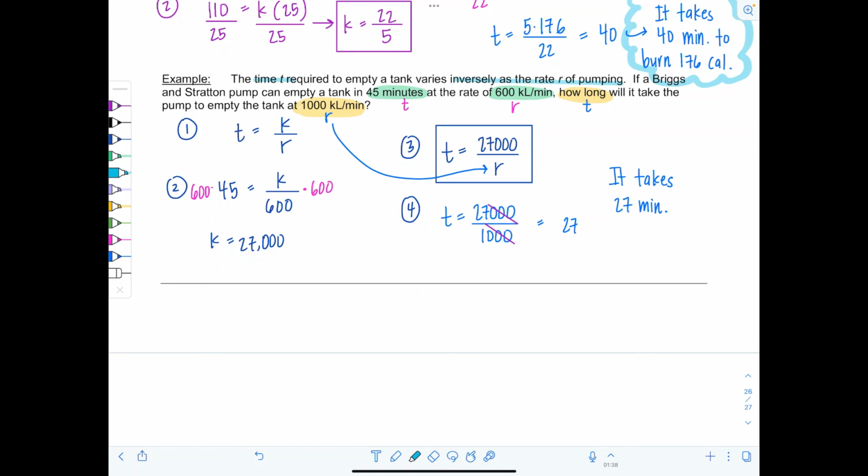All right, so that concludes the lesson. Hope you found it helpful. These are super manageable word problems. Hopefully they'll help you build up your confidence so you won't be so terrified when you run into applications in the future.